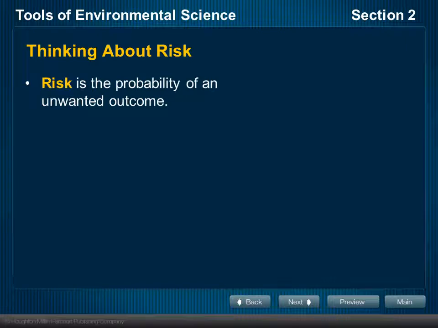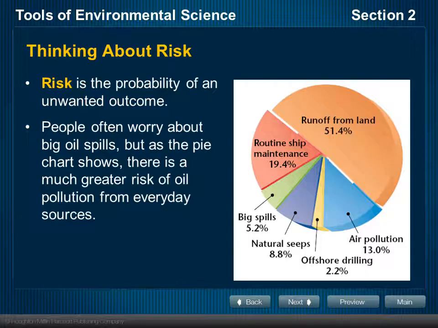The other thing we can talk about is risk. Okay, we already defined probability. Risk is the probability of an unwanted outcome, right? So if we discuss risk, we always need to think of that in negative terms, especially in terms of how things are reported. So for example, people often worry about big oil spills. In terms of oil pollution, big spills only make up 5.2%, right? Offshore drilling only makes up 2%. Pretty small, statistically speaking, in terms of the amount of oil pollution that's there.